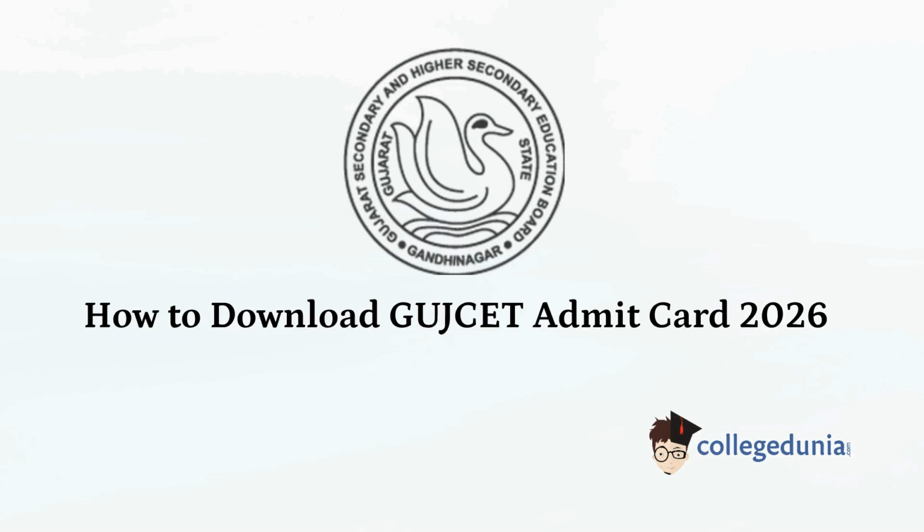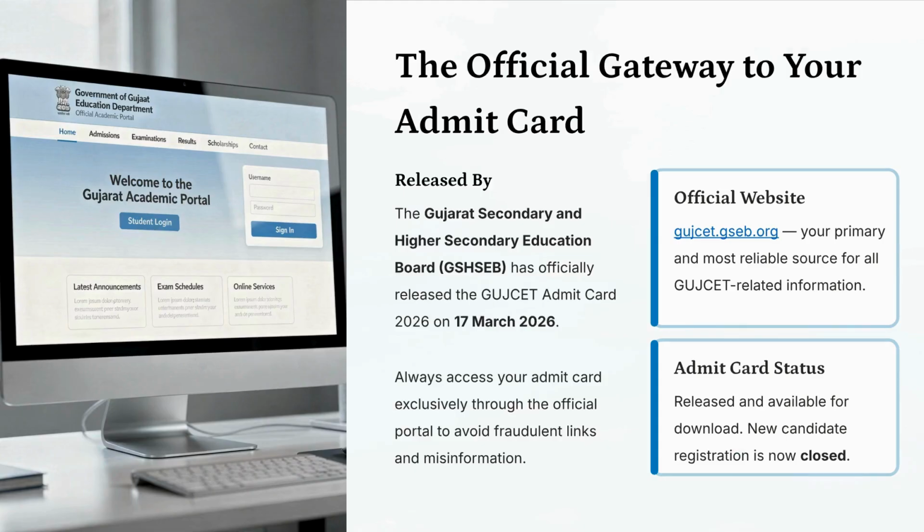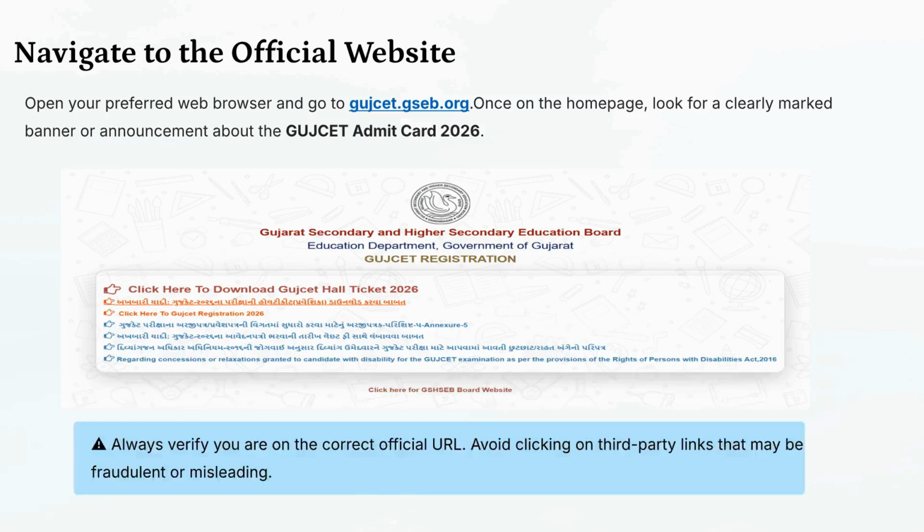If you are planning to appear for GUJCET 2026, here is everything you need to know about downloading your admit card quickly and safely. So let's get started. The Gujarat Secondary and Higher Secondary Education Board has officially released the GUJCET Admit Card 2026 on 17th March 2026. Candidates can now download their admit cards from the official website. Please note, registration is closed now.